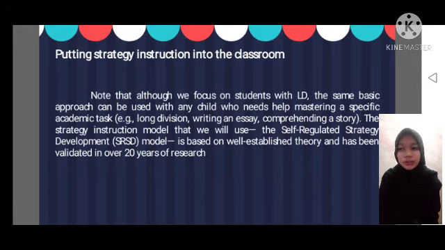The strategy instruction model that we will use, the self-regulated strategy development or SRSD model, is based on established theory and has been validated in over 20 years of research. There are many models for strategy instruction; however, few are as well researched and user-friendly, and few focus on both academic and motivational aspects of students' learning problems.